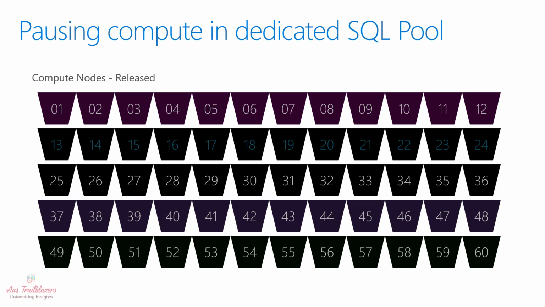When you pause the compute infrastructure or the database, all the compute resources will be released and you'll be only paying for the storage during that time, as long as you have paused the database. Once you need it back, you can resume and you have the compute available in a minute or two for you to start working on that. So this is how we see that the data gets distributed across 60 distributions in dedicated SQL pool.